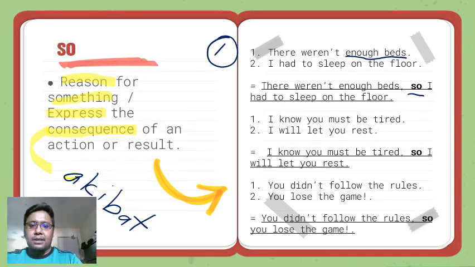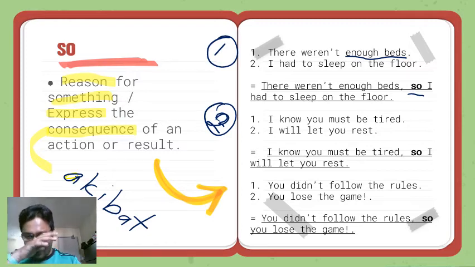Now sentence number 2: I know you must be tired, so I will let you rest. Because this person or my friend feels tired, I will let him rest. So I know you must be tired. So I will let you rest.